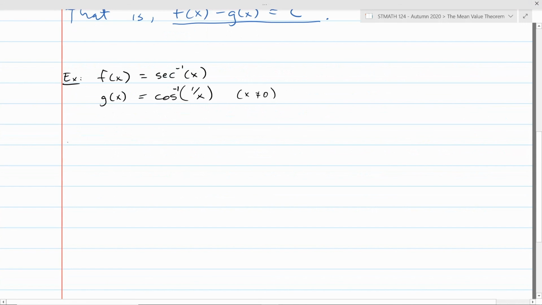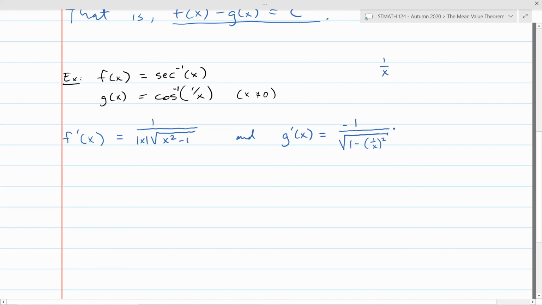So what is the derivative, f prime? Well, remember the derivative of secant inverse of x is 1 over absolute value of x times the square root of x squared minus 1. And we can differentiate g. The derivative of cosine inverse is negative 1 over the square root of 1 minus whatever's on the inside squared. And then you've got to multiply times the derivative of the inside function. The inside function is 1 over x, and so you can think of that as x to the negative 1. And when you differentiate that, you get negative 1 over x squared.